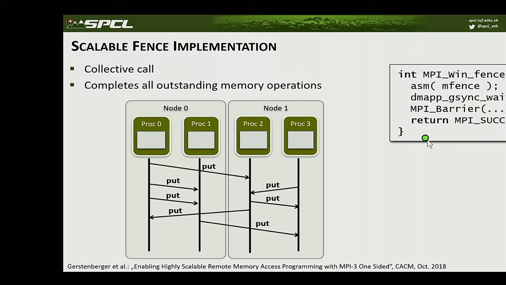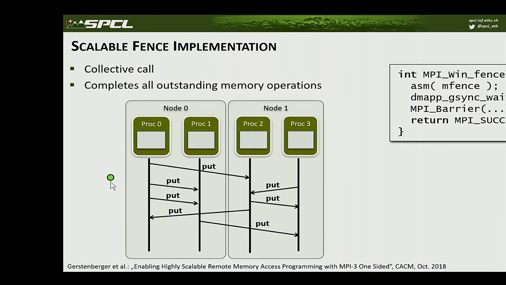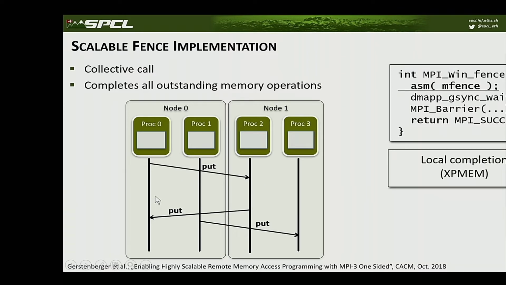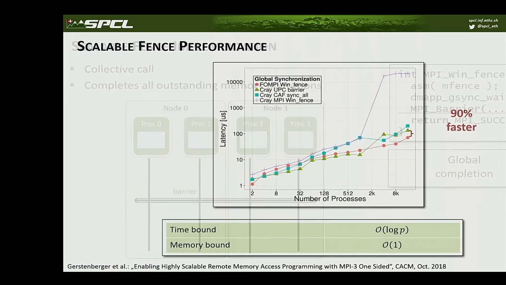This is the code for implementing MPI_Win_fence. We issue a memory fence on the x86 nodes, and of course if you had an ARM, you would just issue the correct operation that would memory fence the local nodes. This means we complete all the local accesses within each node, and then we issue a DMAPP sync. DMAPP just synchronizes all the remote accesses, because it's a remote access interface. Then we issue a standard MPI barrier, which now globally completes all the operations, because until now we did not know whether remotely everybody has called gsync wait and the ASM mfence. We make sure that this is true by calling the MPI barrier, and then we are done.